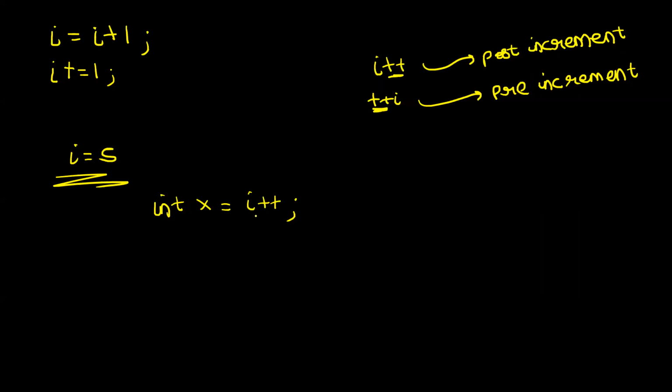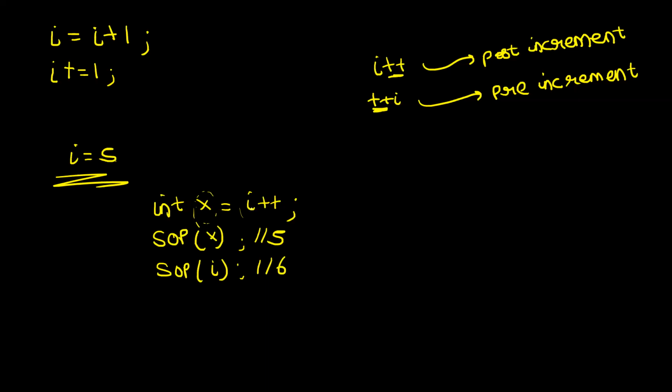So what does the post-increment operator say? First of all, use the value of i. Listen to me carefully. First use the value of i and then increment the value of i. So what is the value of i? 5. So this value of i, 5, will be taken and assigned to the variable x. And then the value of i will get incremented to 6. So if you print x, it will print 5. And if you print i after this line, it will print 6. Do you understand what is happening here?